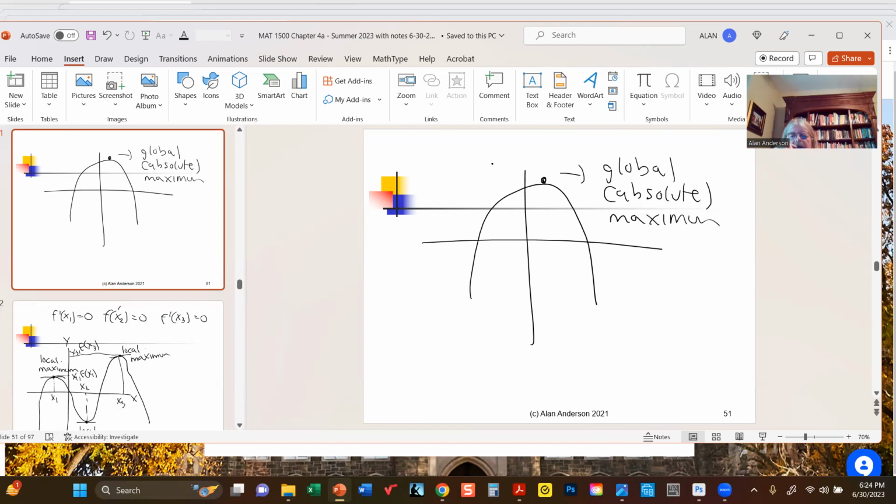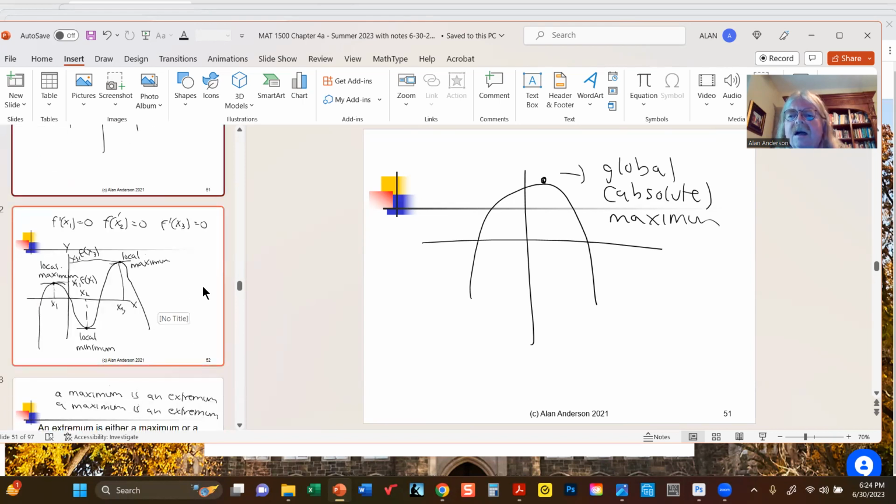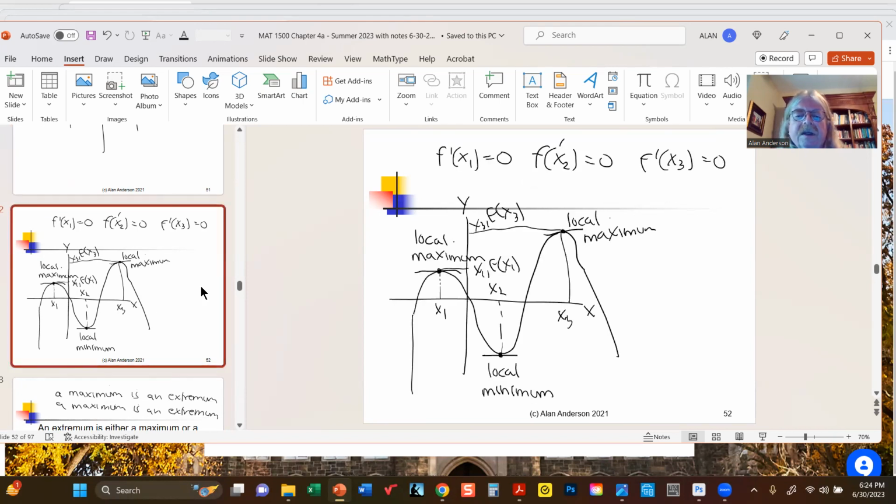Okay, so now what you may have noticed about these points is they have something in common. Let's take a look at this graph. We have three extrema. There's two local maxima and there's one local minimum. What they all have in common is that the tangent line at that point is flat. It has a slope of 0.